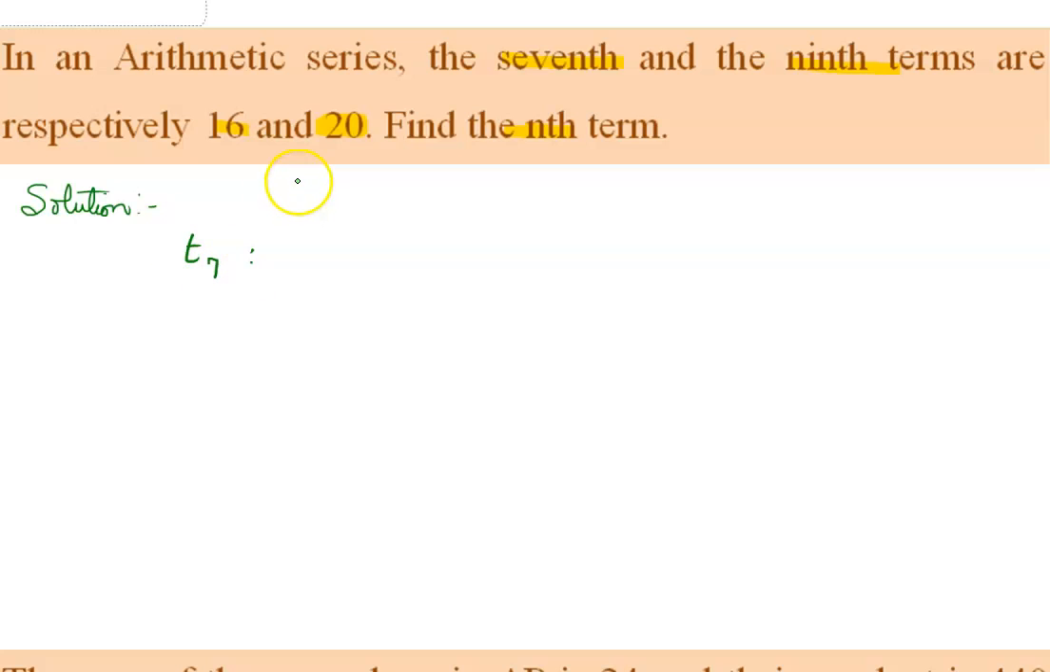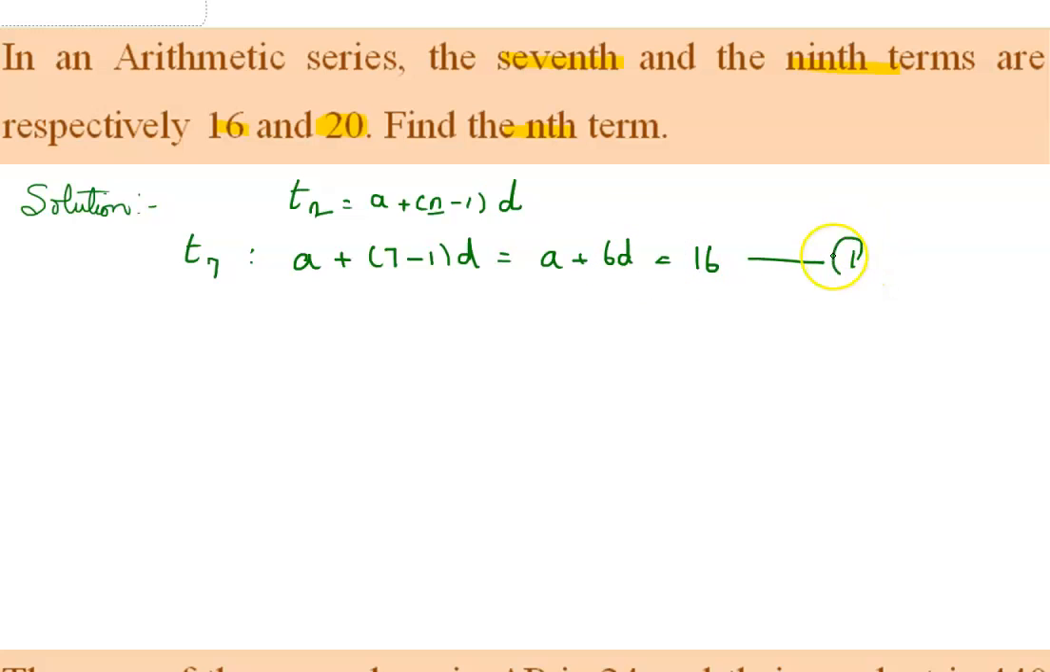So what is the formula for the nth term? Tn is equal to a plus (n minus 1) into d, where a is the first term and d is the common difference. n represents the nth term. By using this formula, we can write it as a plus (7 minus 1) into d, which is equal to a plus 6d, which is equal to 16. So we will mark it as equation 1.